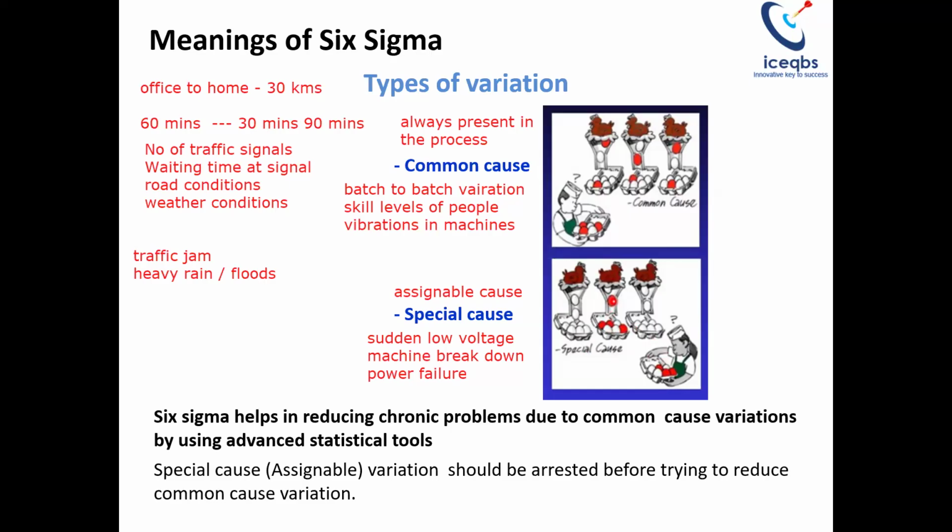The Six Sigma methodology helps you to reduce the chronic problems due to the common cause variation by using advanced statistical tools. Right? We'll be learning more about these common causes and special causes.